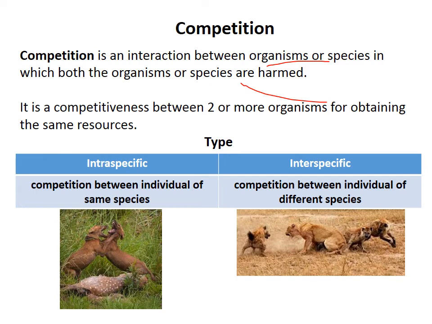For example, for one deer, two tigers are fighting. So this is competition, and it is for the same resources. Competition is of two types: intra-specific and inter-specific. Intra-specific means both hyenas or wild dogs are fighting to take this deer, so competition between the same species. Inter-specific means competition between different species, like the tiger and hyena fighting for this deer.